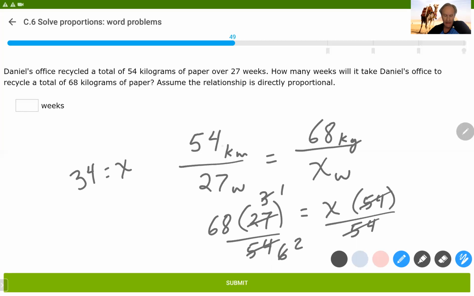We can also see that 27 is half of 54, and 34 is half of 68. So this is 2 over 1. And we could have simplified this before we ever started. We could have said this is the same as 2 over 1, and it would have been a lot easier, wouldn't it? Divide this out, and we cross multiply, and it works out as well.